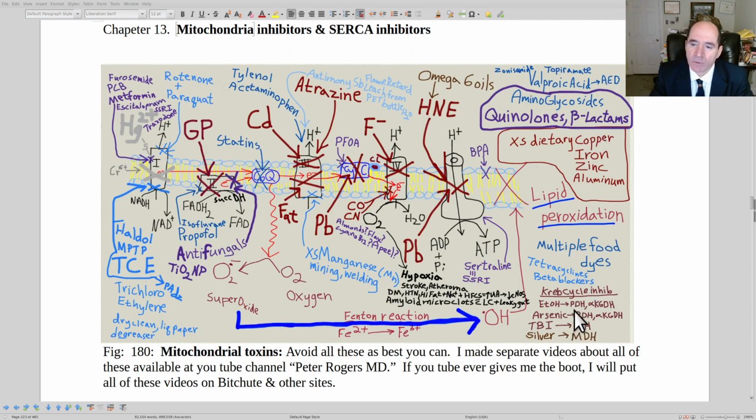Some of these other ones here are not specifically mitochondrial electron transport inhibitors, but they inhibit enzymes of the Krebs cycle or that are relevant to it. Like alcohol inhibits, for example, pyruvate dehydrogenase and alpha-ketoglutarate dehydrogenase. So alcohol is bad. I recommend zero alcohol, not one drop. There's nothing good about it.